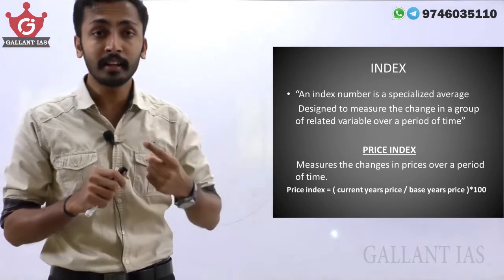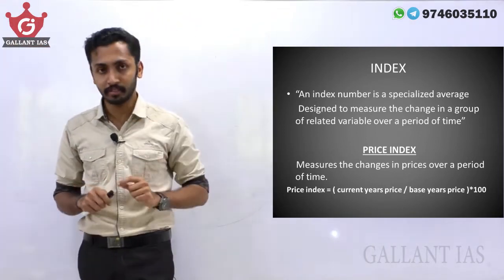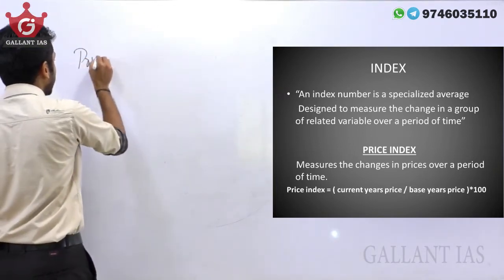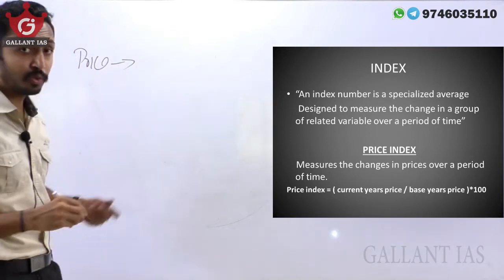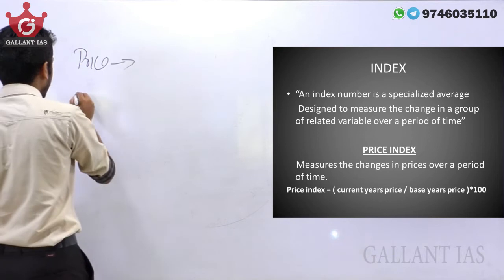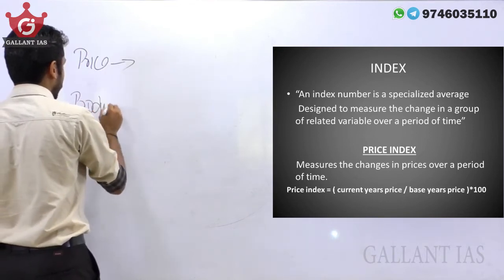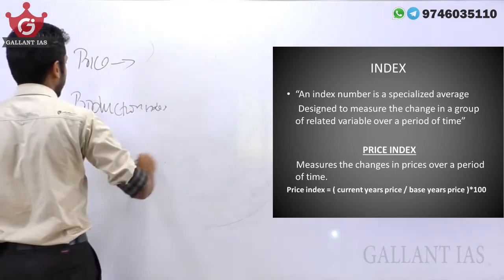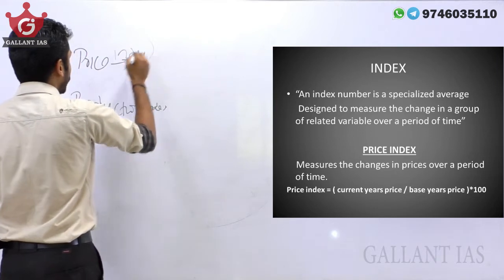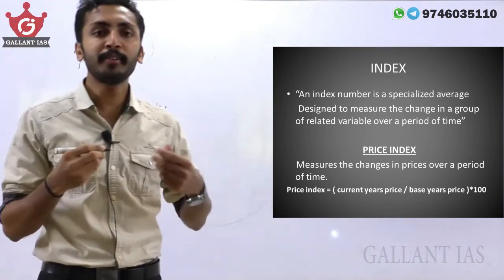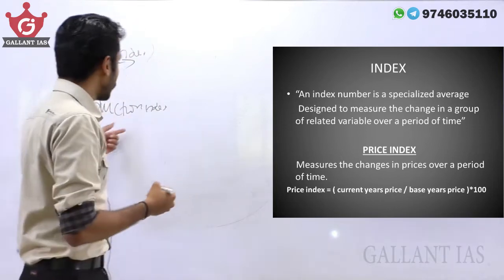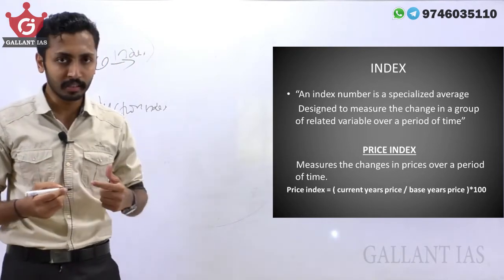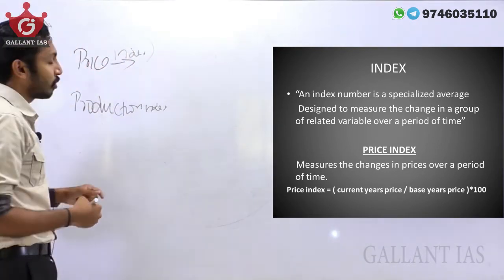Not only for inflation calculation, indexes are used for different purposes. In today's class, we are going to discuss the price indexes used for inflation calculation, and also production indexes. These are the two topics: price indexes and production indexes. Production indexes are used to find out the performance of different industries. They are created by taking the production output of different industries.